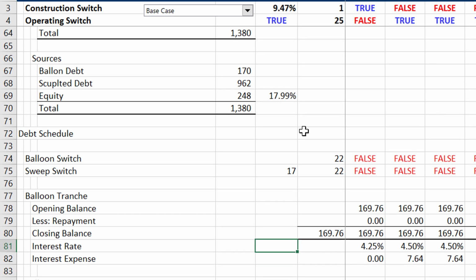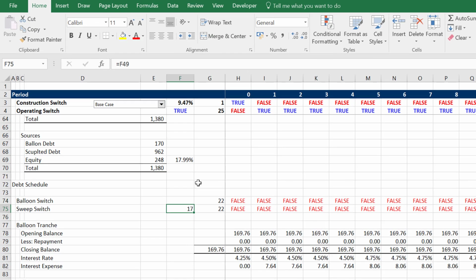That's the first thing. And please, please, please, please don't put these switches in a different stupid page of your model. It defeats the purpose. Put the switches where you need them, where you see them.